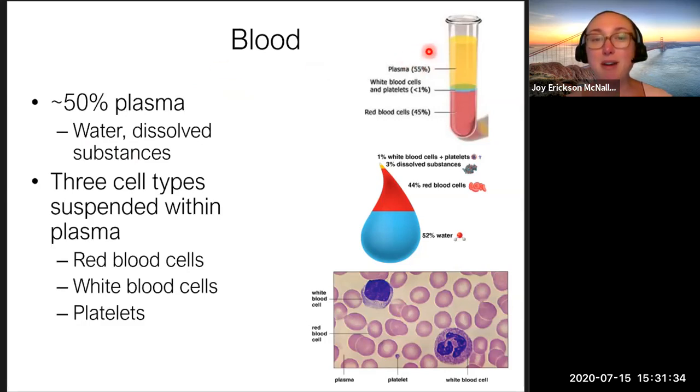So here's plasma, it's about half of it. And then we have the white blood cells and platelets, which make up about 1%, and red blood cells make up about 45%. And here's a picture under a microscope looking at blood, and you can see the different blood cell types. There's red blood cells, again, those are the ones that carry oxygen, they contain hemoglobin, etc. There are white blood cells, we'll talk about those in a minute, and then the 3rd type is platelets. So let's talk about each of these types of cells.